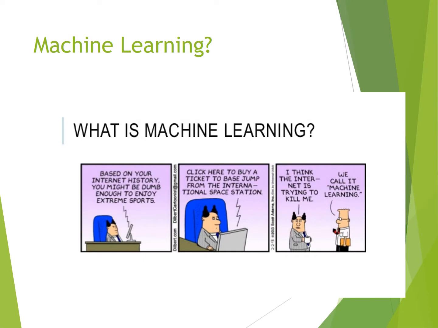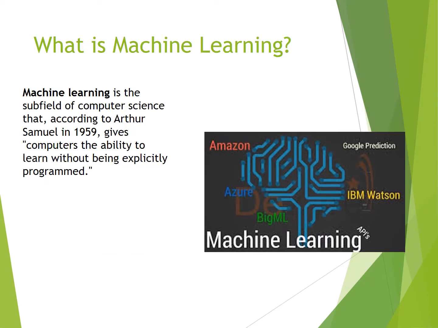Machine learning, here's kind of a comic about that. And it's basically saying the machine is able to do things that are not previously programmed. It learns and it goes in new directions. So take a look at the comic. It's pretty funny. So the question is, what is machine learning? Machine learning is the ability of computers to learn without being explicitly programmed.